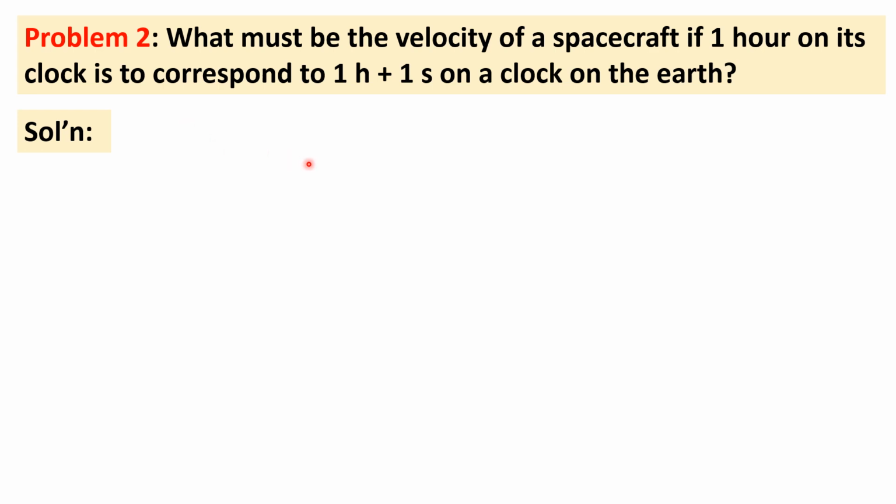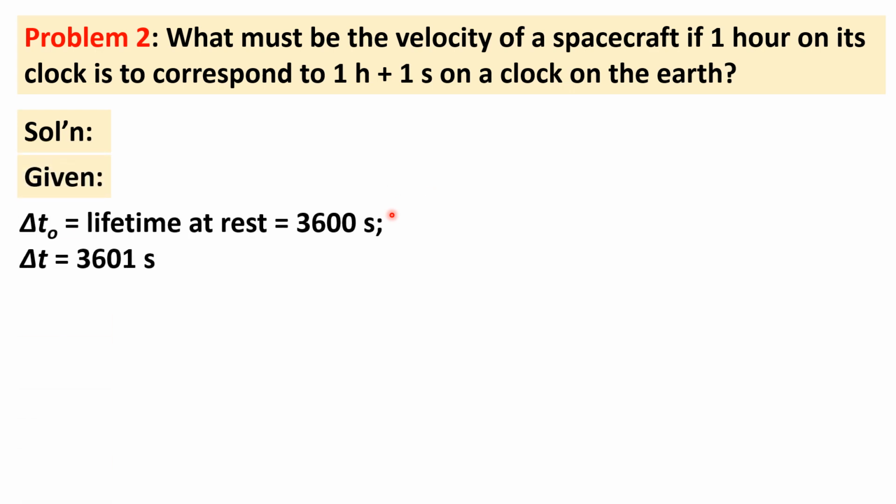For problem number 2, what must be the velocity of the spacecraft if 1 hour on its clock is to correspond to 1 hour plus 1 second on a clock on the Earth? Right, so for our solution, we have the following given data. The delta t naught, or the lifetime at rest, is equal to 3,600 seconds, while the delta t, meaning the clock on the Earth, is equal to 3,601 seconds.